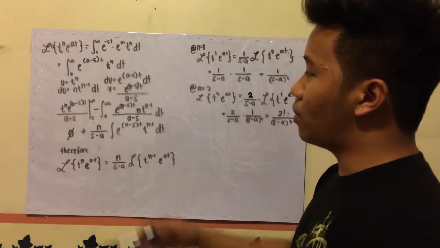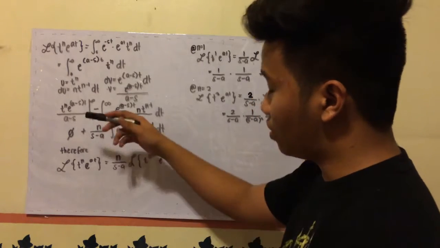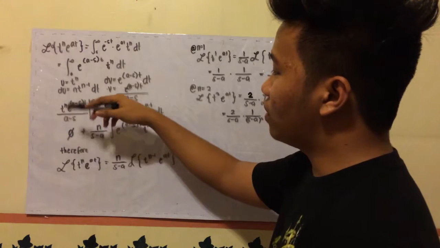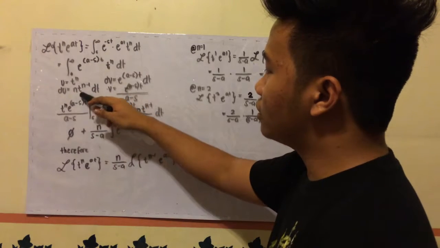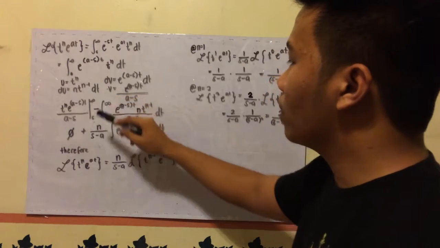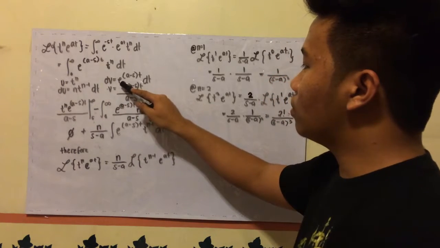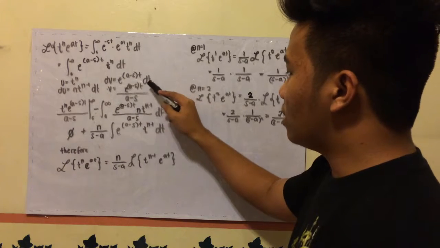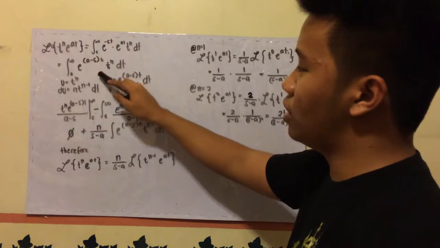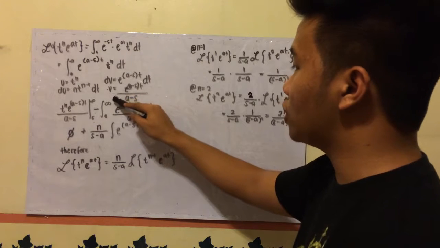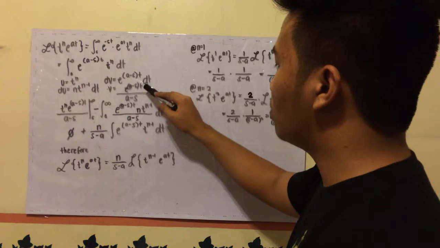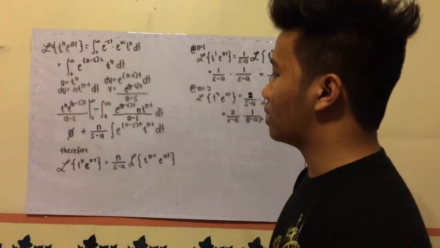So we will let our u equal to t raised to n, and the derivative of t raised to n is equivalent to n t raised to n minus 1 dt. So the dv is equal to e raised to (a minus s) multiplied by t dt, and if we integrate this one, we could get the v, which is equal to e raised to (a minus s) multiplied by t over a minus s.